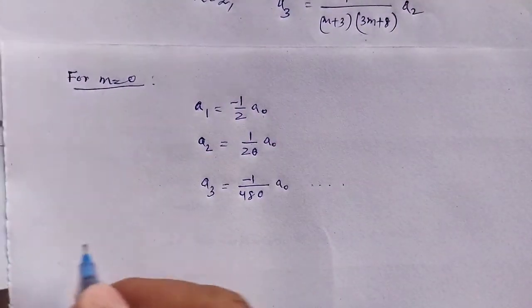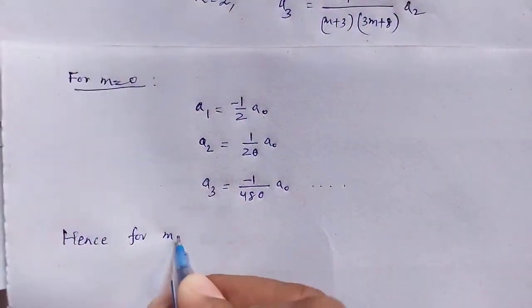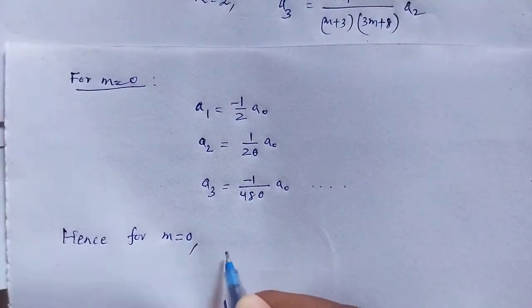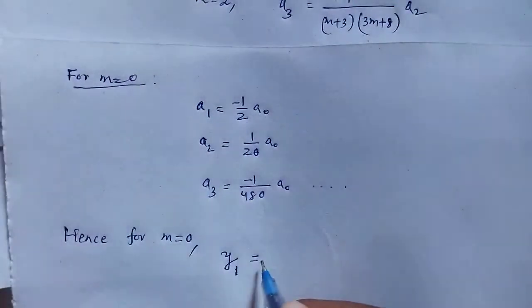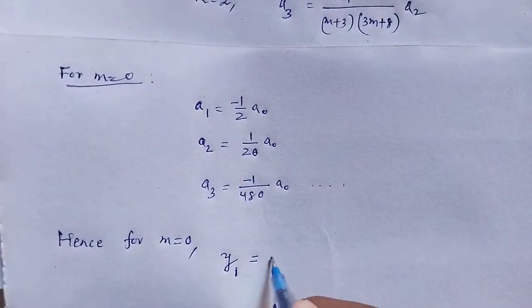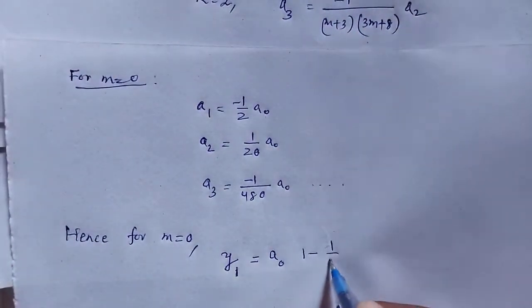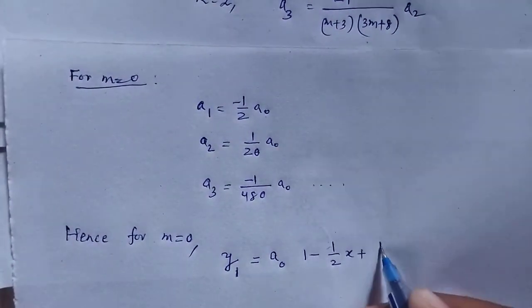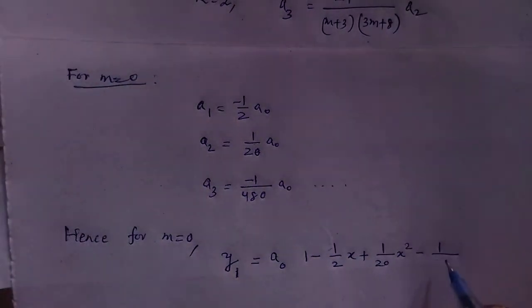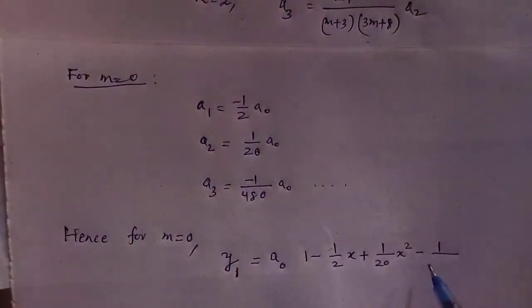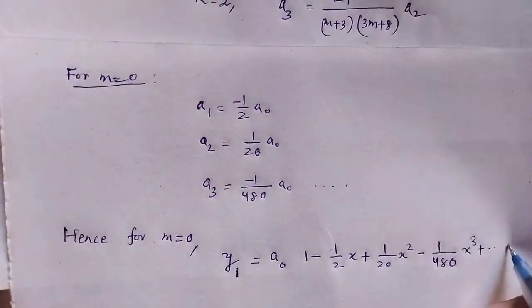Hence, for m is equal to 0, y1 will be a naught whole into 1 minus 1 by 2x plus 1 by 20x square minus 1 by 480x cube plus dot dot dot.